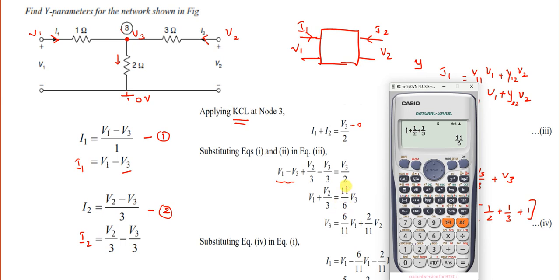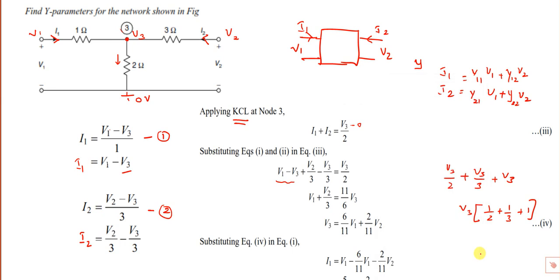You'll get 11 by 6 V3. So 11 by 6 V3 is equal to V1 plus V2 by 3. So what is V3? V3 means, see, I will write here: 11 by 6 V3 is equal to V1 plus V2 by 3.